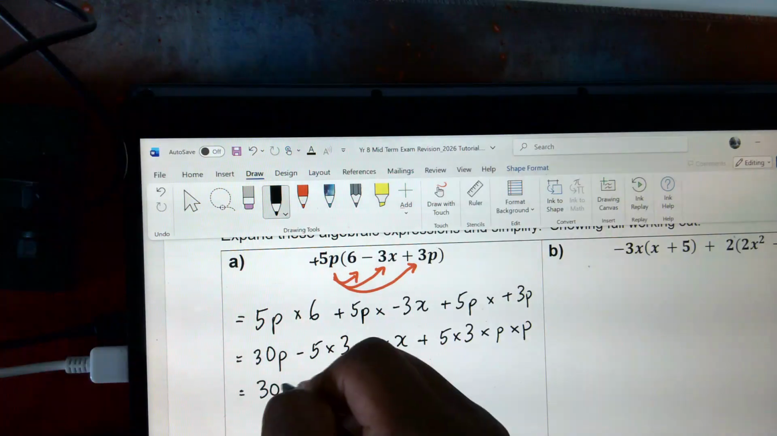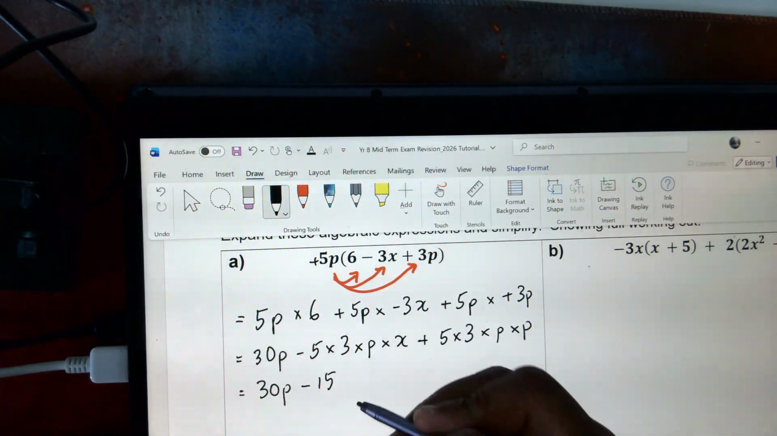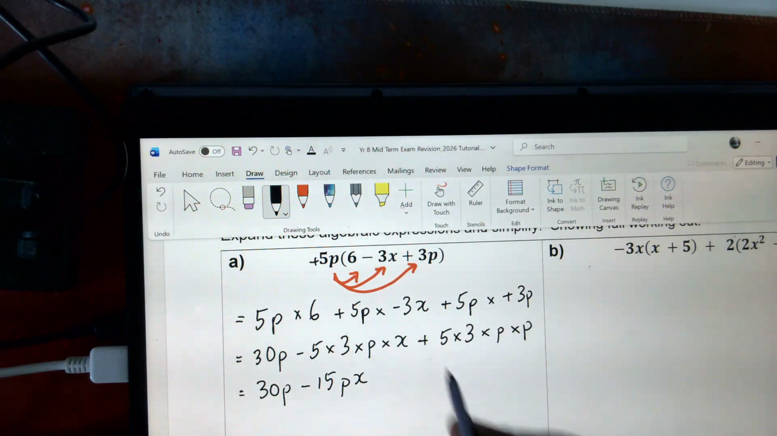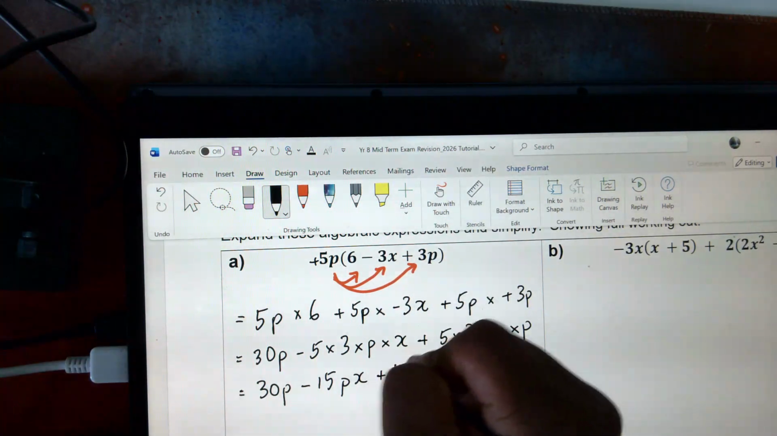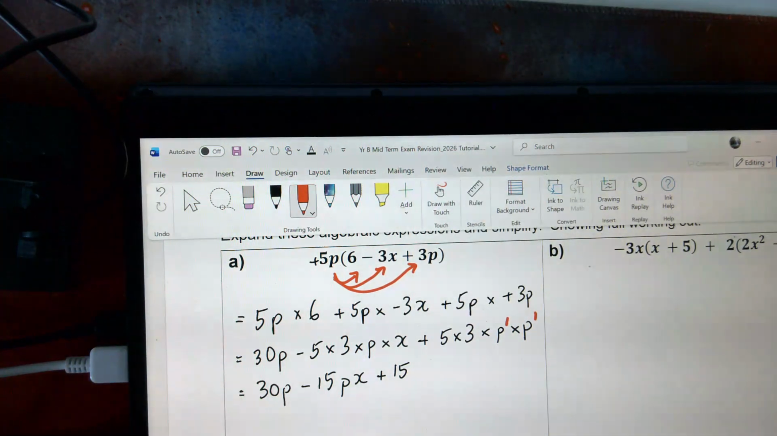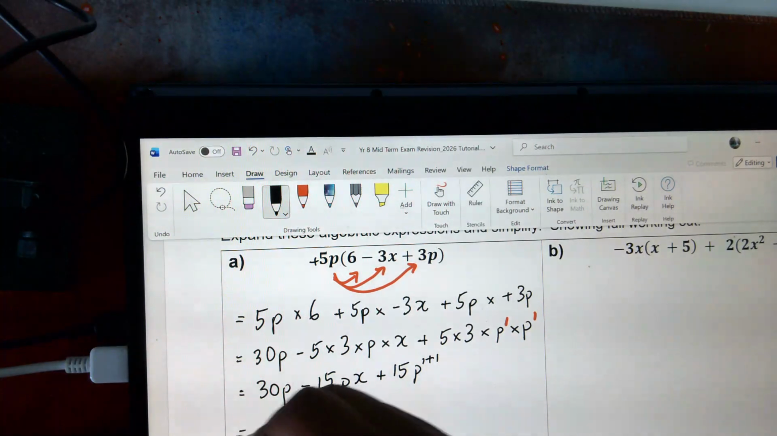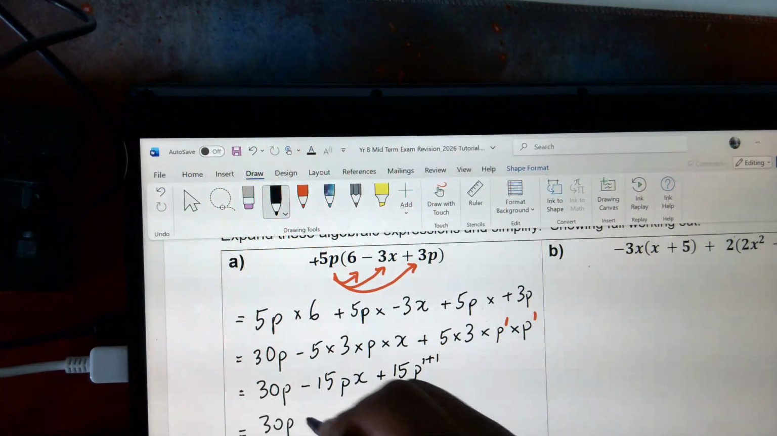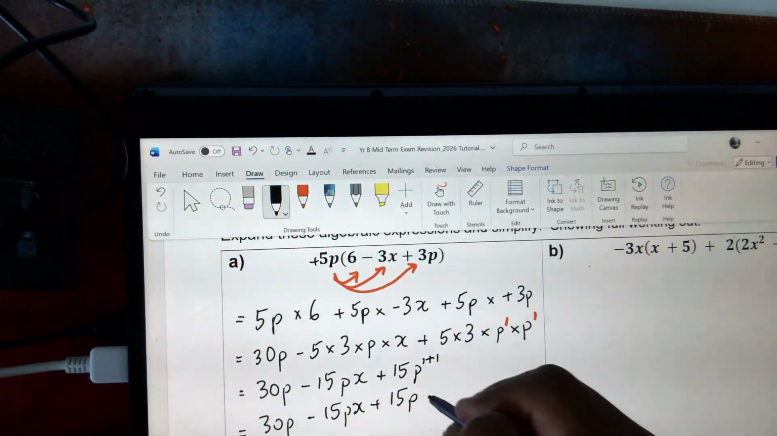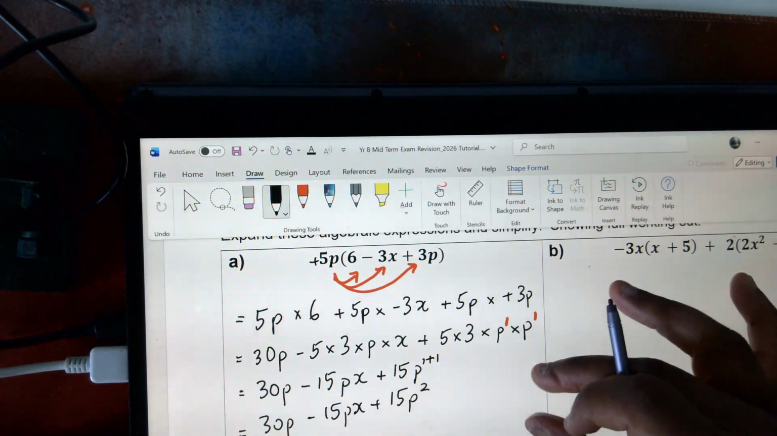Again, 30p, we've already solved that. Negative 15, and then alphabetical order is px. Again, positive 15, and we know here p's got a power of 1, so we're going to add the powers together, which gives us on the end p squared. So this is going to be positive 15p squared as our final answer.